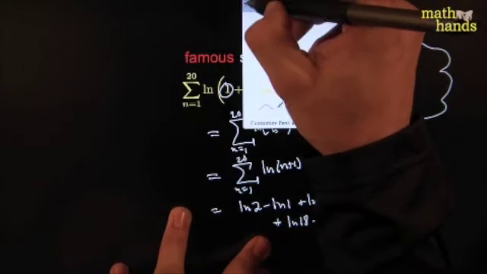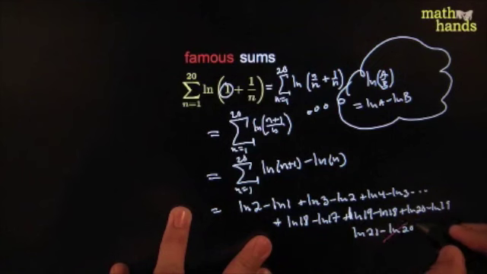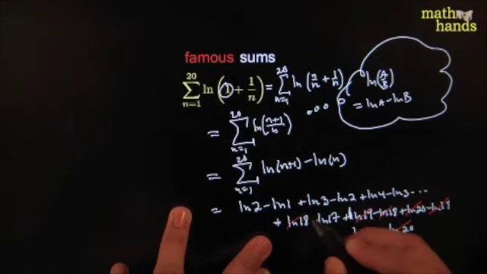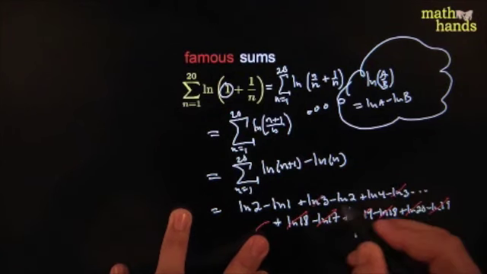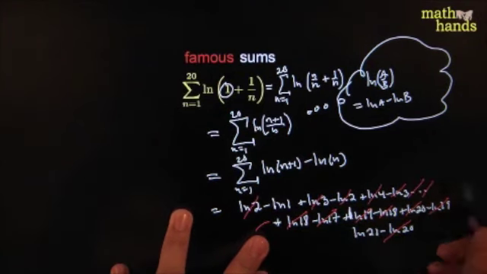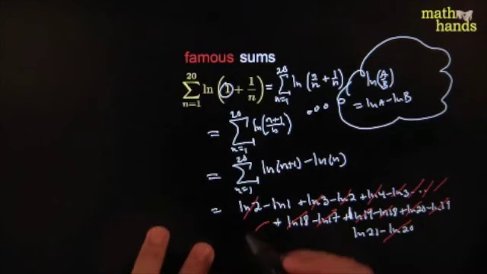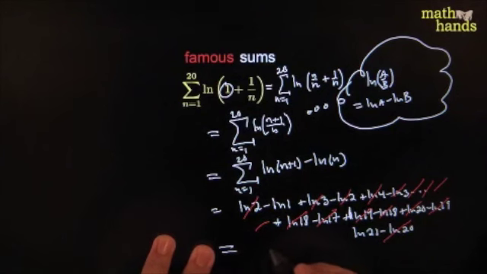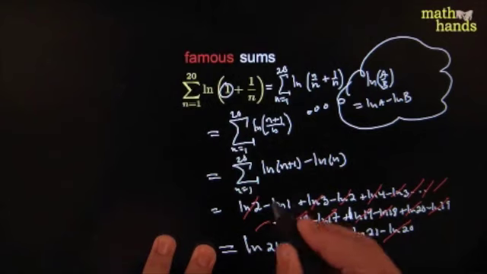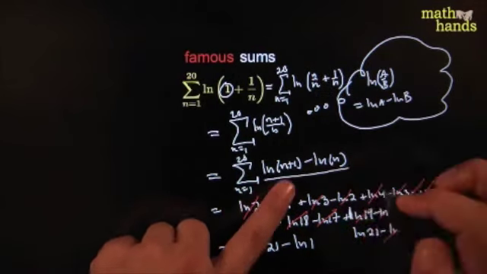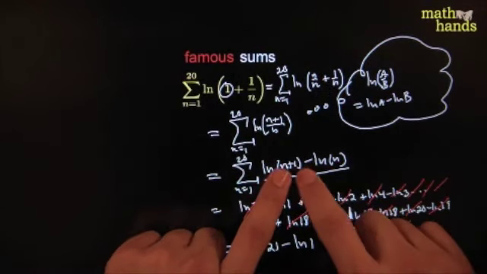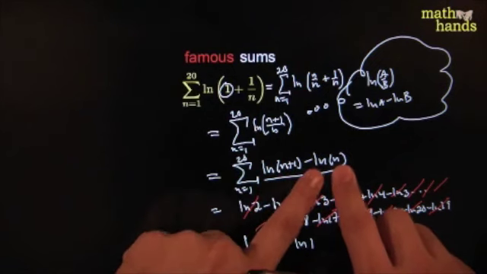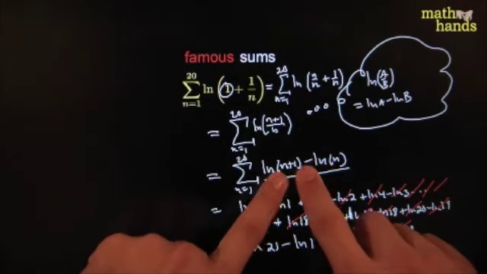Pull out our red little pen here. Do the canceling. The ln 20 cancels with that one. This one doesn't cancel with anything. Ln 19 cancels with that. Ln 18 cancels with that. There'll be something else to cancel with 17. 3, 2, 4 would cancel with something else. In the very end, we get that this would be equal to ln of 21 minus ln of 1: the next to the last one, and the first one. And when the index is shifted by 1, usually what will happen is you'll have the next to the last and the first being the only terms left.